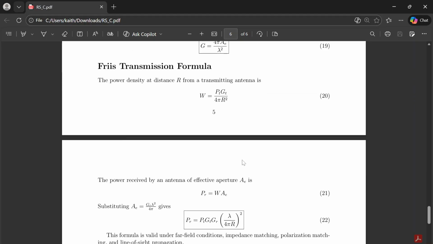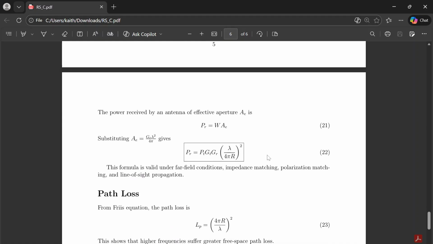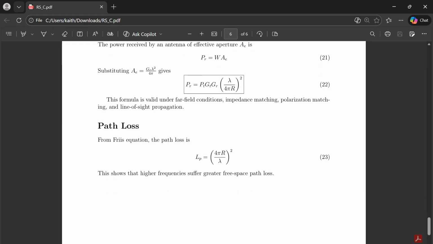Note that this Friis transmission formula is valid only under far field conditions, and when there is impedance matching and polarization matching. We define this term to be the path loss, which is given by (4 pi r by lambda) whole square. As you can see from this formula, the higher frequencies suffer greater free space path loss.